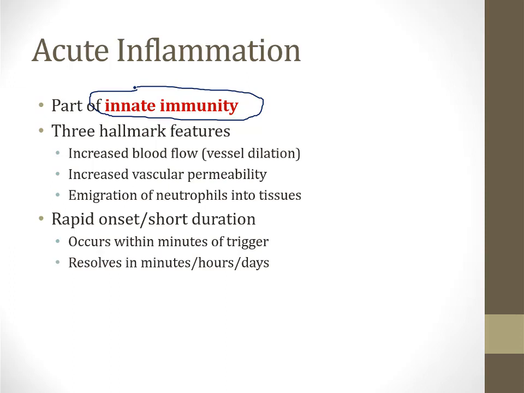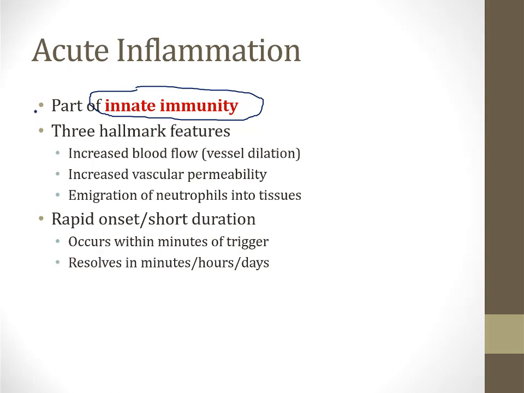Innate immunity is a non-specific response. It's a response of the body to infection or tissue damage that is the same for lots of different scenarios. And this is in contrast to humoral immunity, which involves B cells and T cells. It is a very specific response to one particular pathogen.